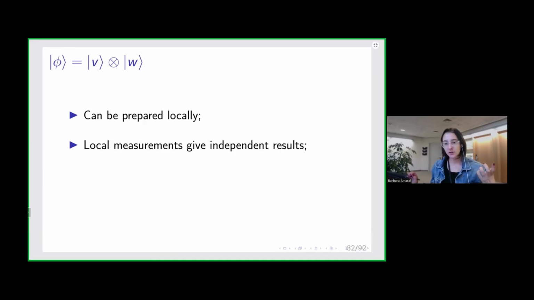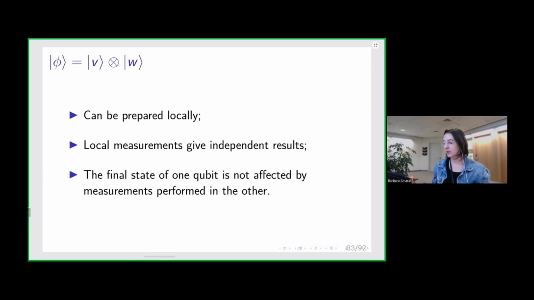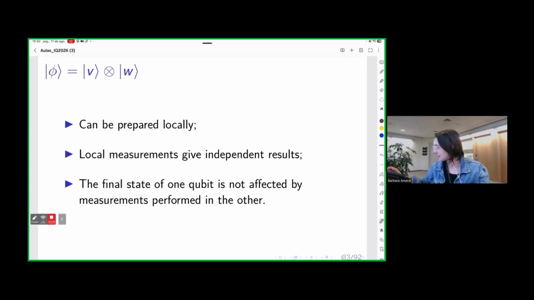And it's also possible to prove that local measurements, we are going to define exactly what local measurement is in a minute, but it means that we are acting individually on each of the qubits. Local measurement is independent of those, and the final state of one qubit is not affected or is not correlated. Affected is a really bad word. I don't know why I wrote it. Let me erase this now.